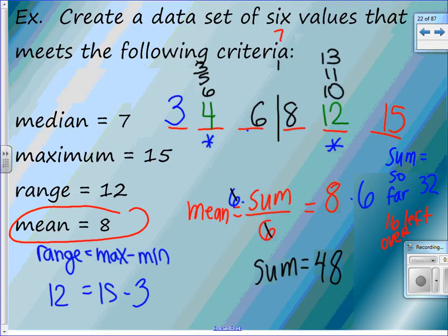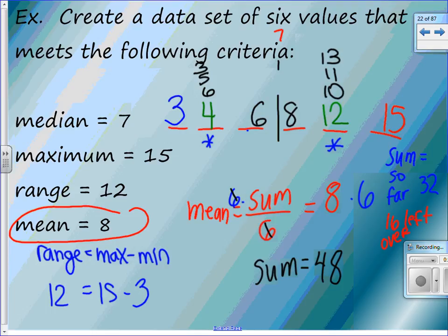So there are multiple answers. So you could have 3, 4, 6, 8, 12, 15, or 3, 6, 6, 8, 10, 15, or 3, 5, 6, 8, 11, 15, or 3, 3, 6, 8, 13, 15. Okay, so you could go along any of those lines, and you still have a minimum of 3, which you need because the range has to be 12. You still have a maximum of 15. They all need to add up to 48 because then the sum divided by 6 would be 8, and the median still has to be 7.